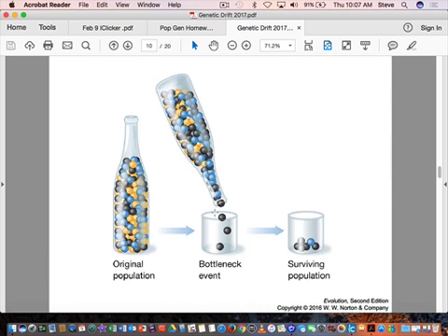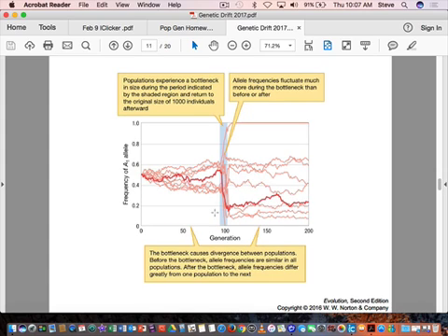So the question is, what's the outcome? Well, it's drift. So you get random stochastic variability and presumably loss of genetic variation. It often depends on how long that bottleneck lasts and how severe it is. It also depends on the kinds of organisms you're talking about. But here's what we can imagine.